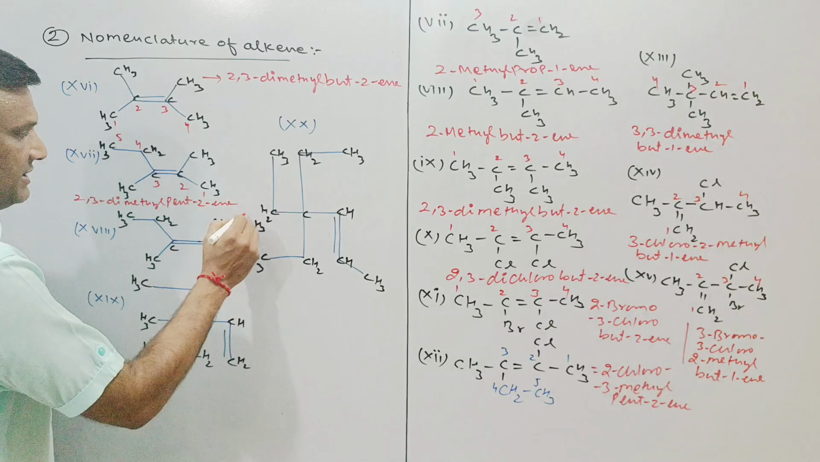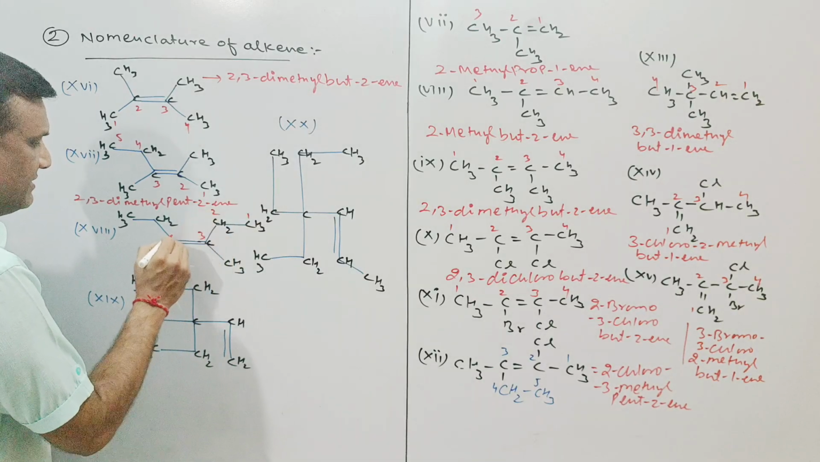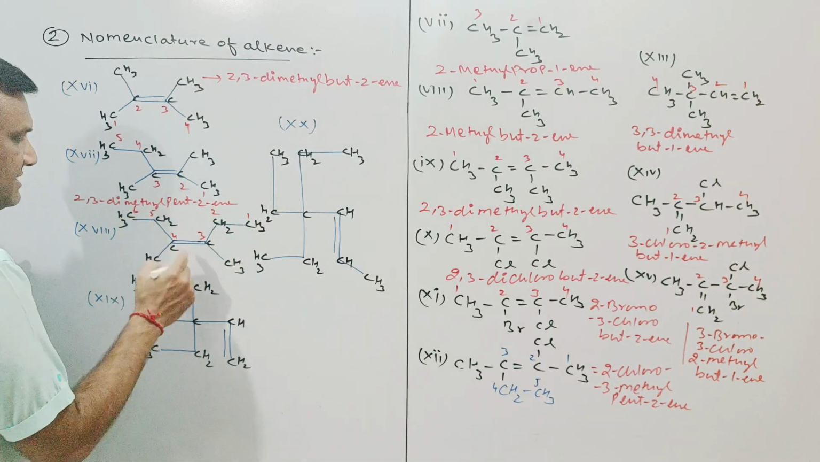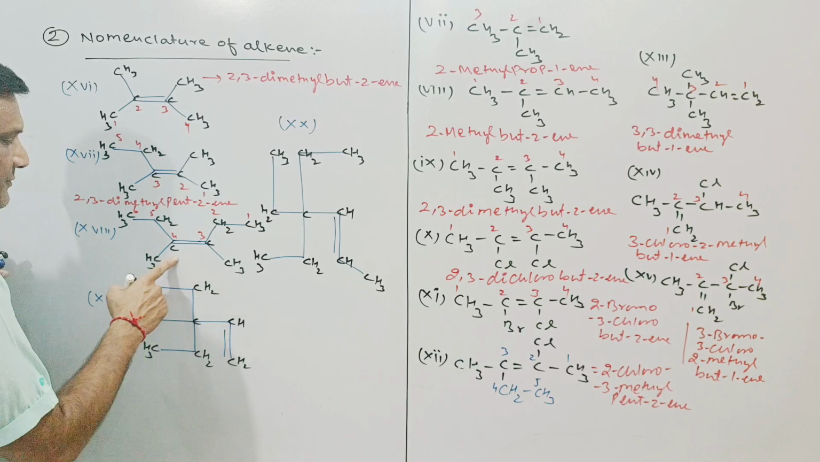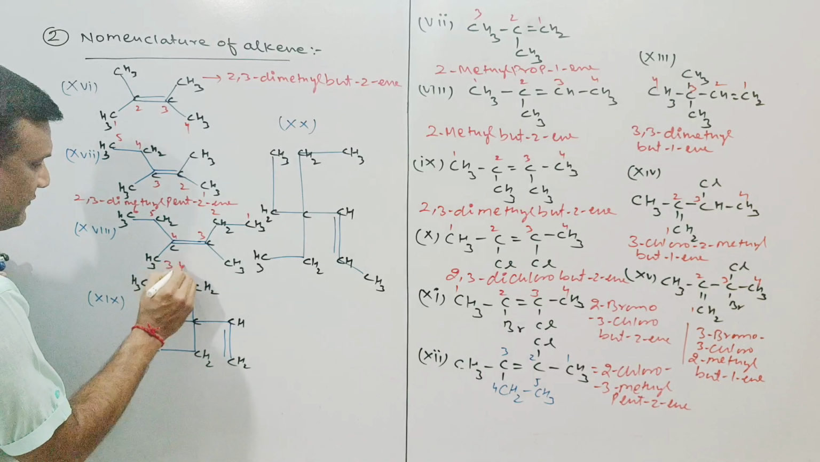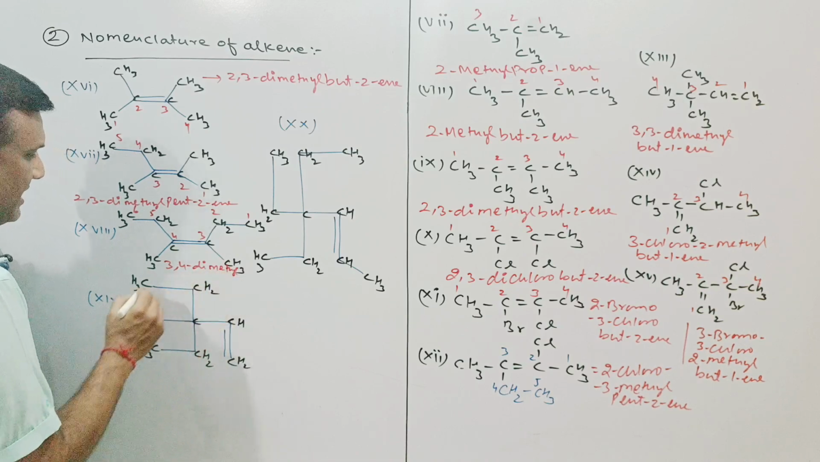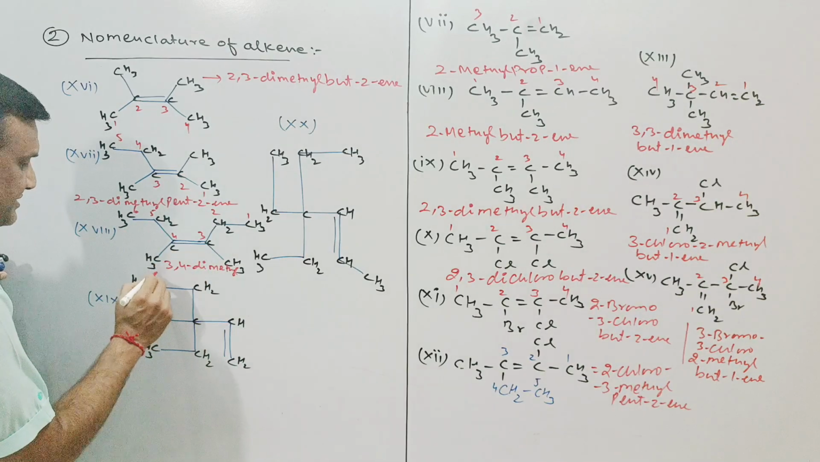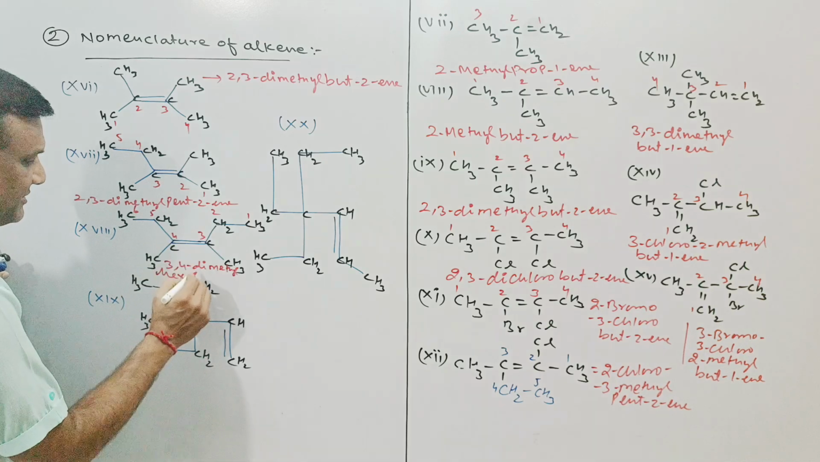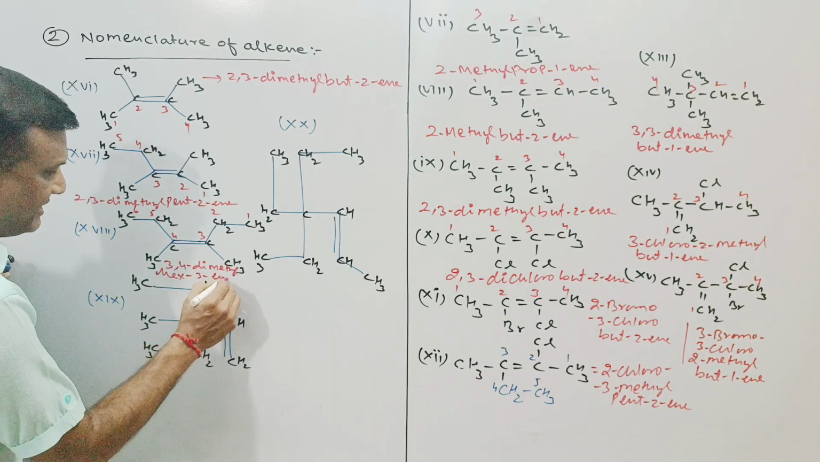For this compound the longest possible chain is 1, 2, 3, 4, 5 and 6. At number 3 position methyl, at number 4 position methyl, so it will be 3, 4 dimethyl, and here is the 6 carbon in the chain, so it will be hex. At number 3 position there is double bond, so it will be 3-ene.